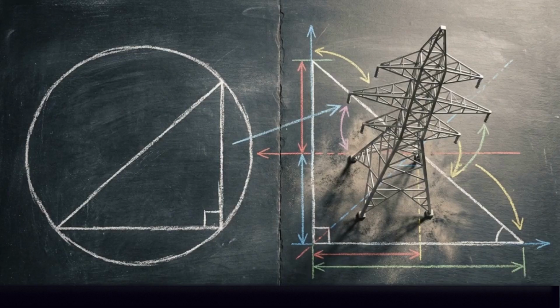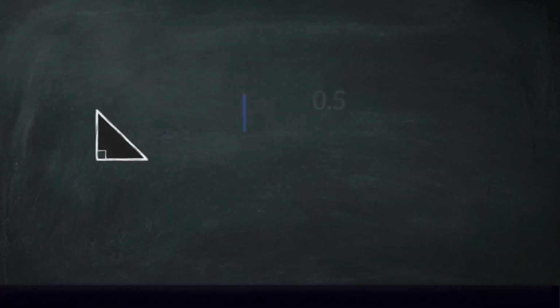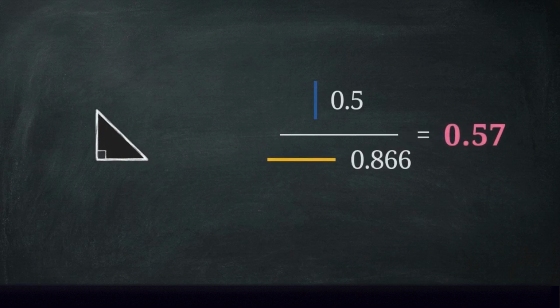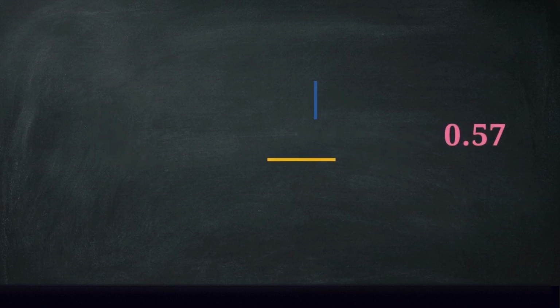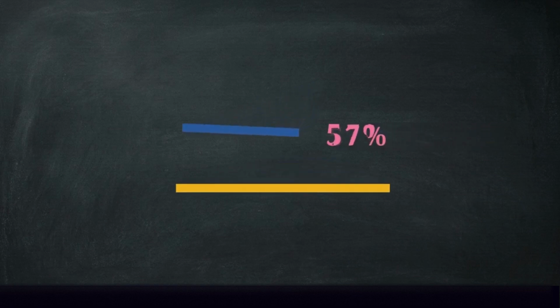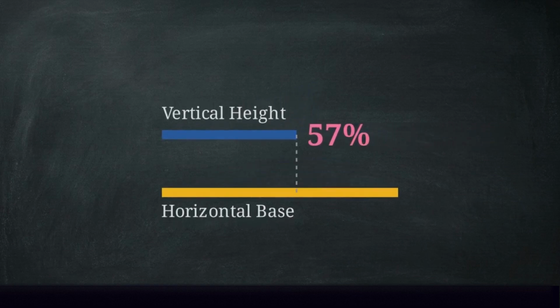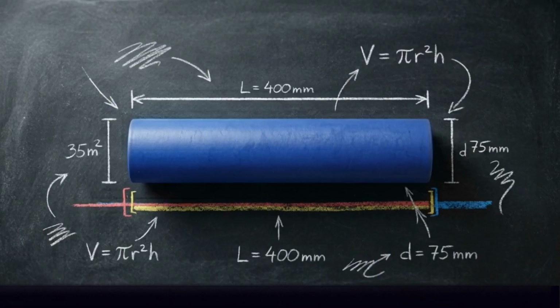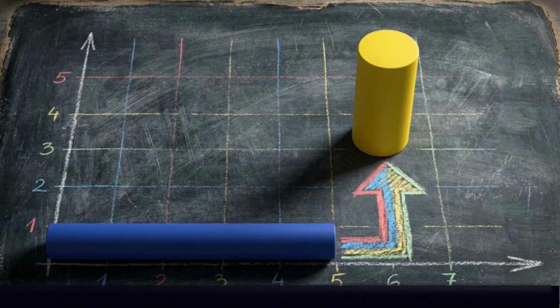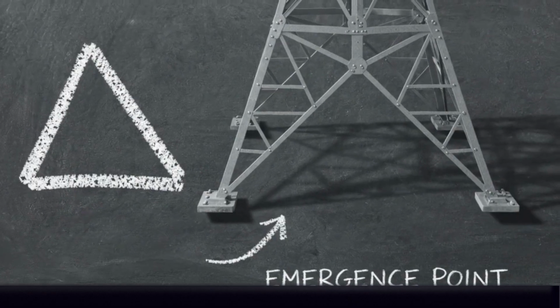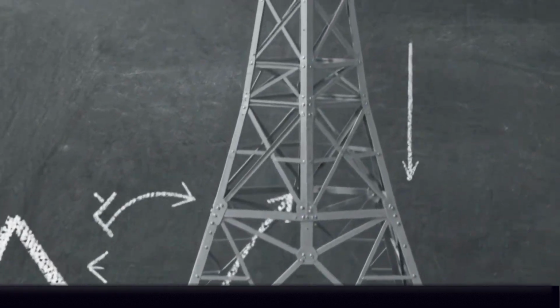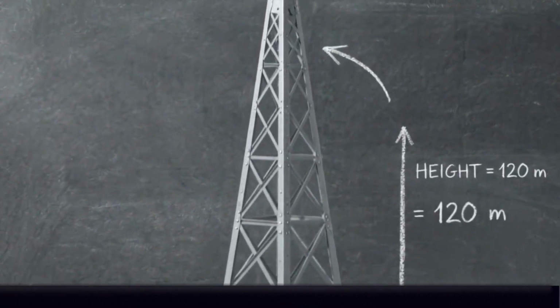To find the tower's height, we have to bridge the gap between our unit circle and our 10-foot real-world distance. By dividing our 0.5 vertical height by the 0.866 horizontal base, we find a ratio of about 0.57. This tells us that for this specific angle, the vertical side is always 57% as long as the horizontal side. Since we know our actual horizontal distance is 10 feet, we simply apply that 57% ratio to find the vertical measurement. The tower is exactly 5.77 feet tall. We can measure massive physical structures without ever needing a physical measuring tape.